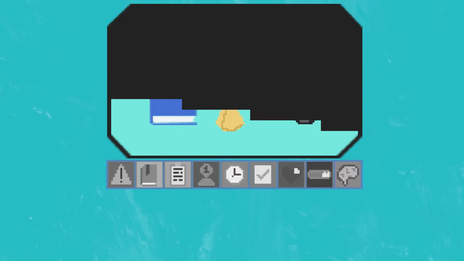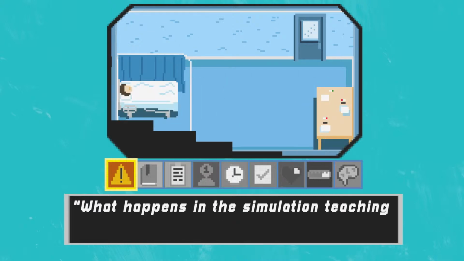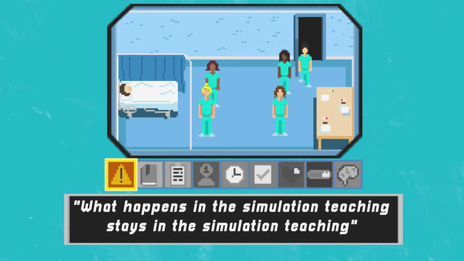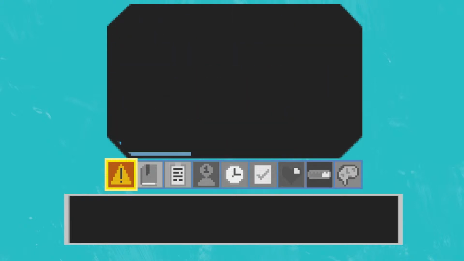During briefing, all candidates should be informed that the simulation is a safe space. What happens in the simulation teaching stays in the simulation teaching, with only a few extreme exceptions. It is important to make it clear that you do not expect perfection.